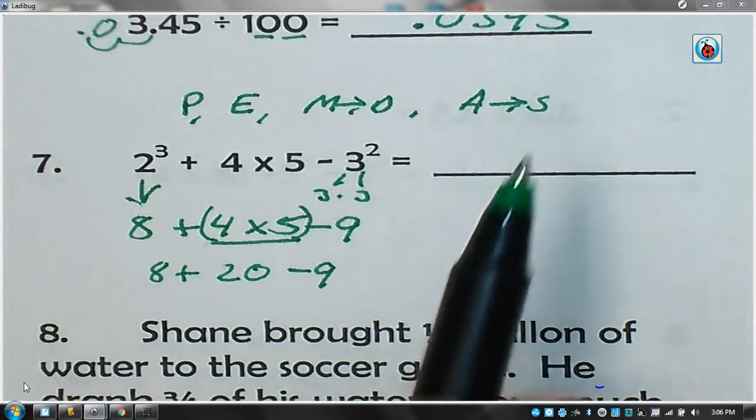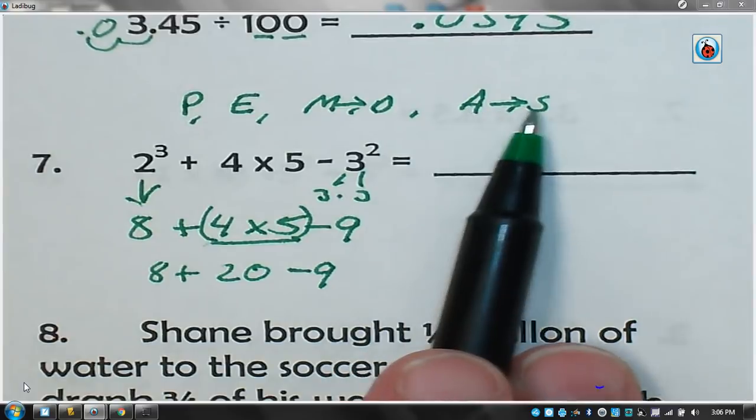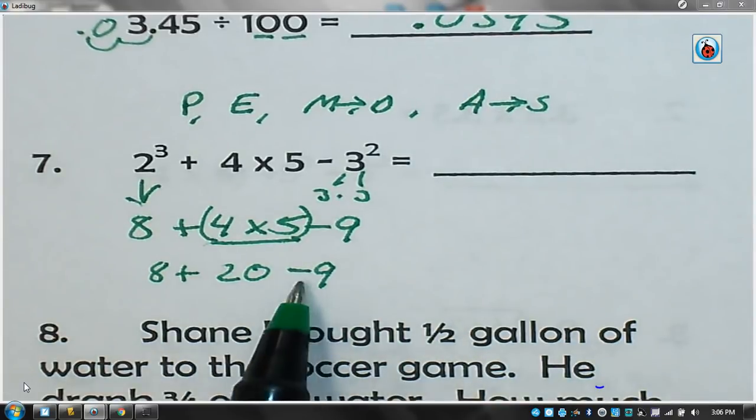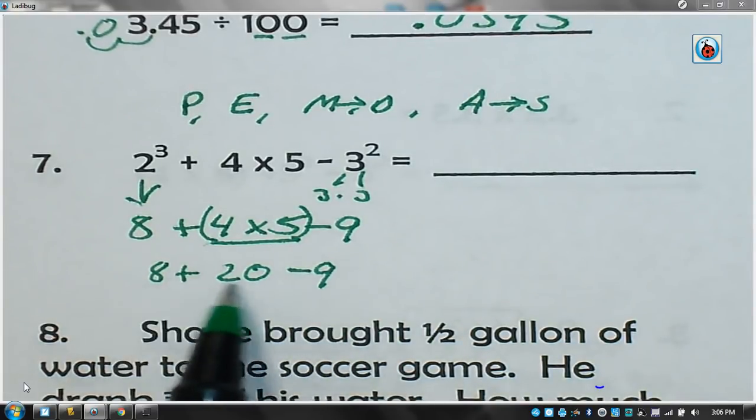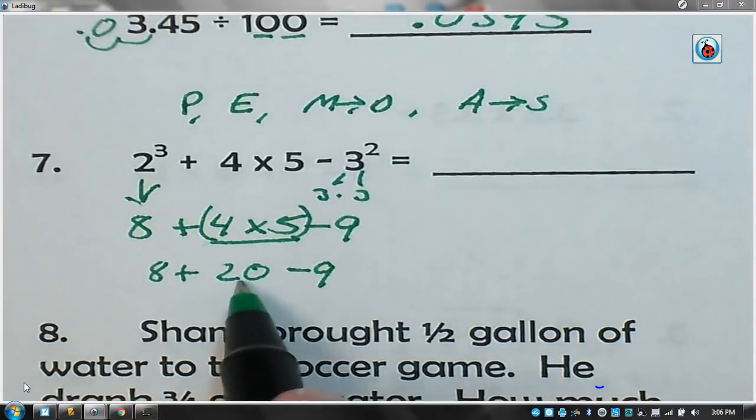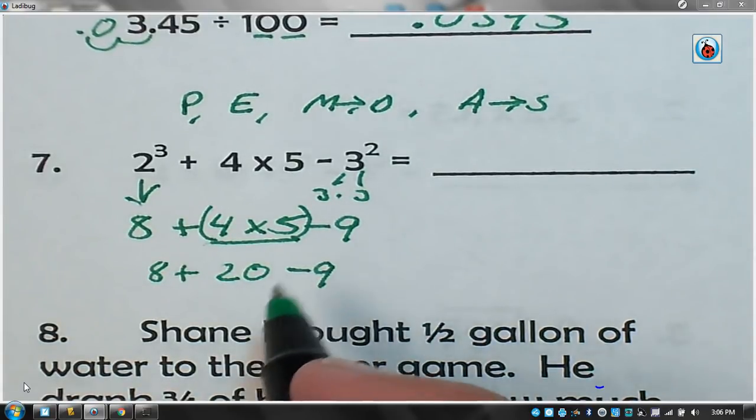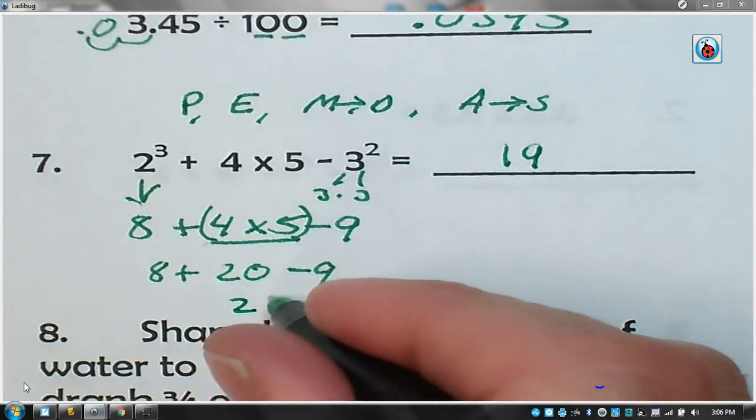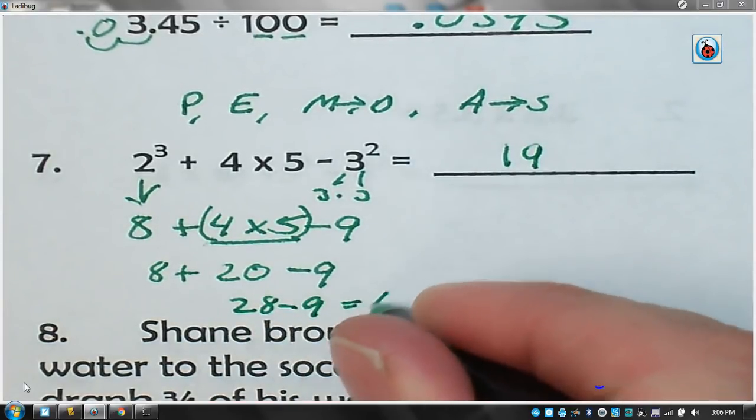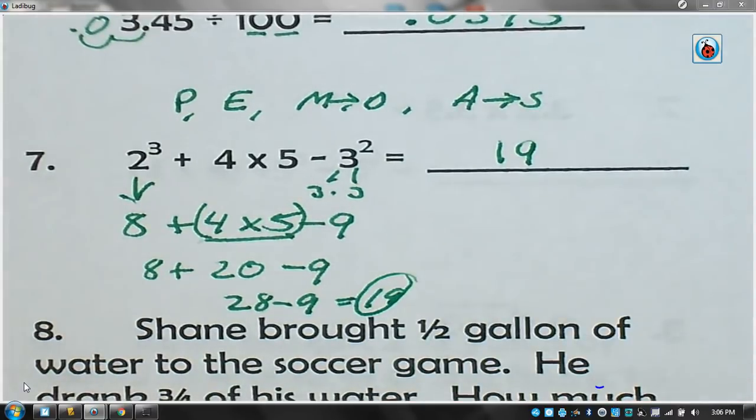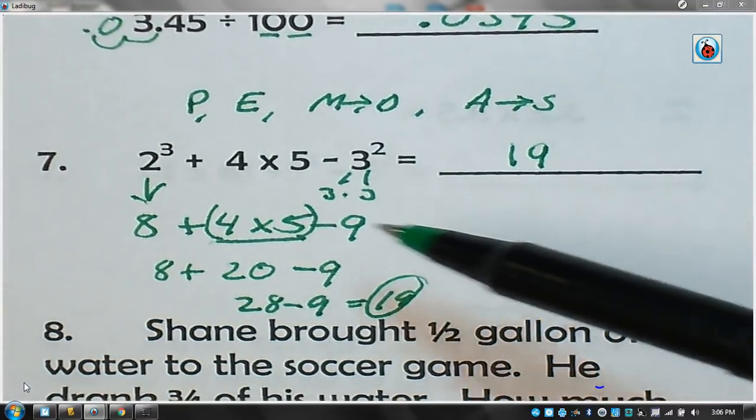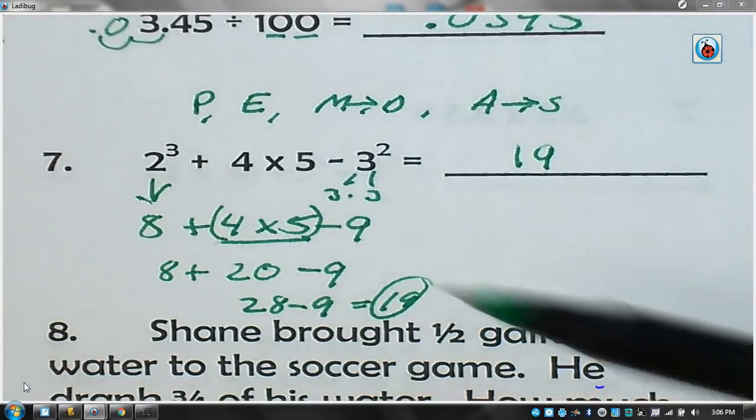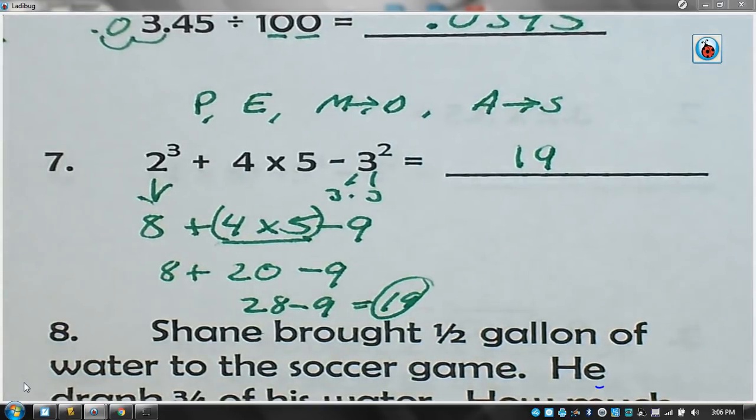What happens there? We have addition and subtraction. We just work it left to right. We don't do any of these things first. Just go left to right. So now we have 28, and 28 minus 9, I believe, is 19. So the answer is going to be 19. So remember to make sure you do that order of operations. If you did anything else before the exponents, chances are you're going to get that puppy wrong.